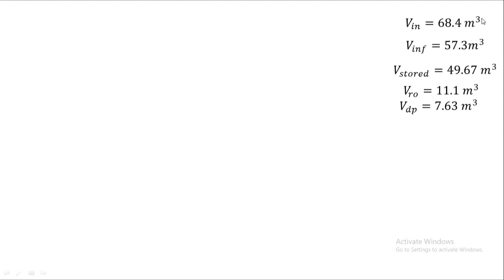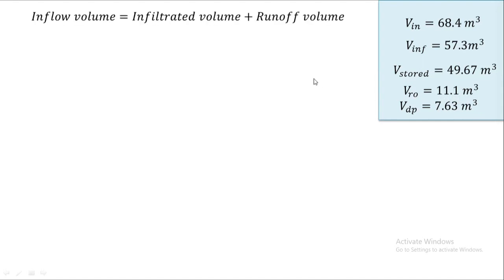Now we have calculated this before. The total inflow volume was 68.4 meter cube, infiltrated volume was 57.3 meter cube, stored volume was 49.67 meter cube. Runoff and deep percolation will be obtained. It is 11.1 meter cube and 7.63 meter cube. But how did we obtain these values? Let us find out.